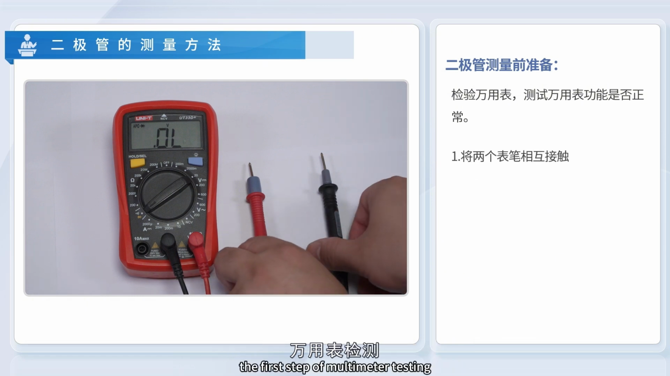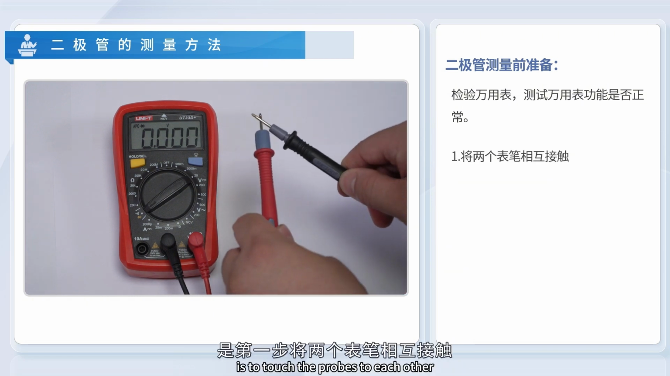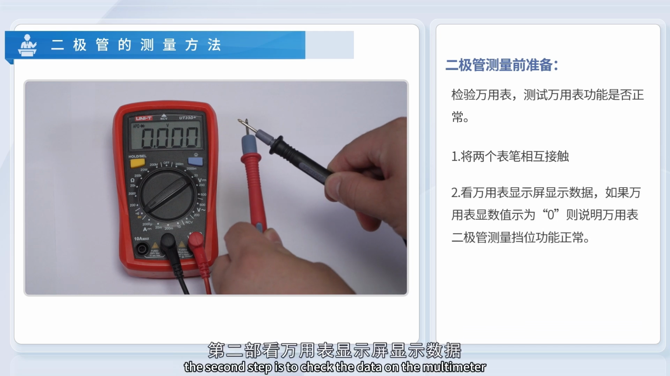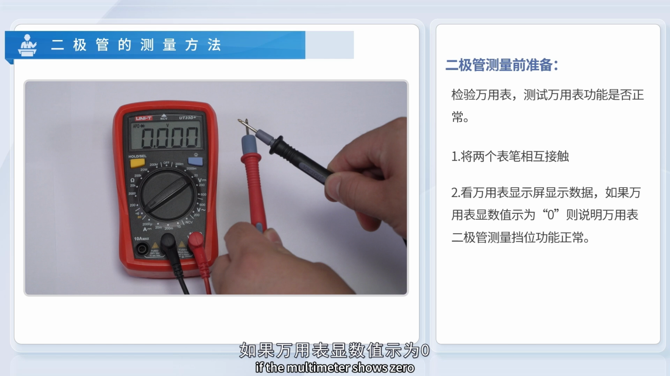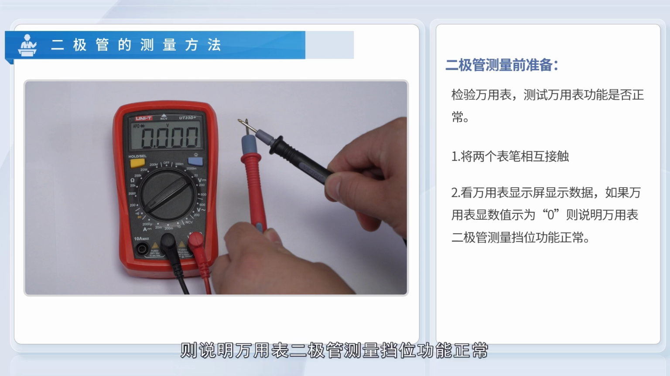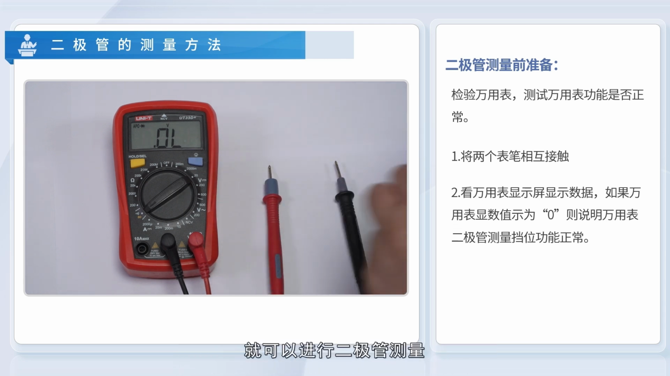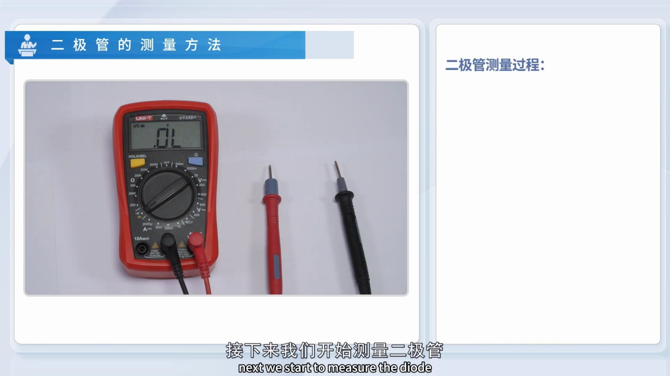The first step of the multimeter test is to touch the probes to each other. The second step is to check the data on the multimeter. If the multimeter shows 0, it means the multimeter's diode measurement function is normal. After the multimeter is tested, you can measure the diode. Next, we start to measure the diode.